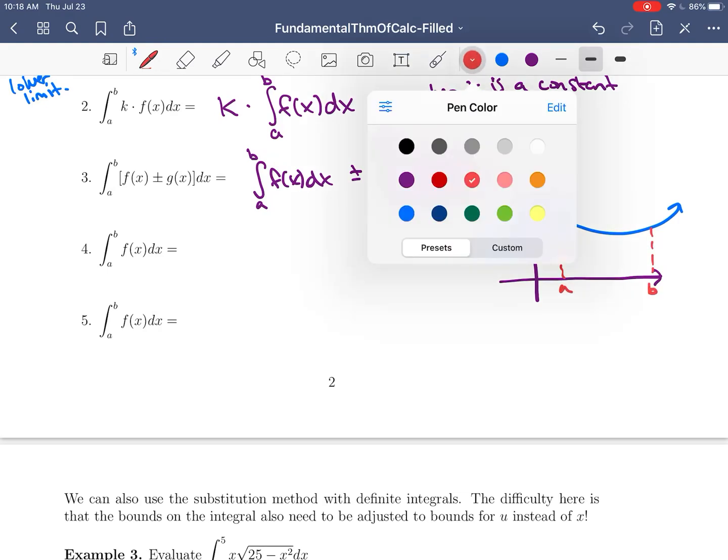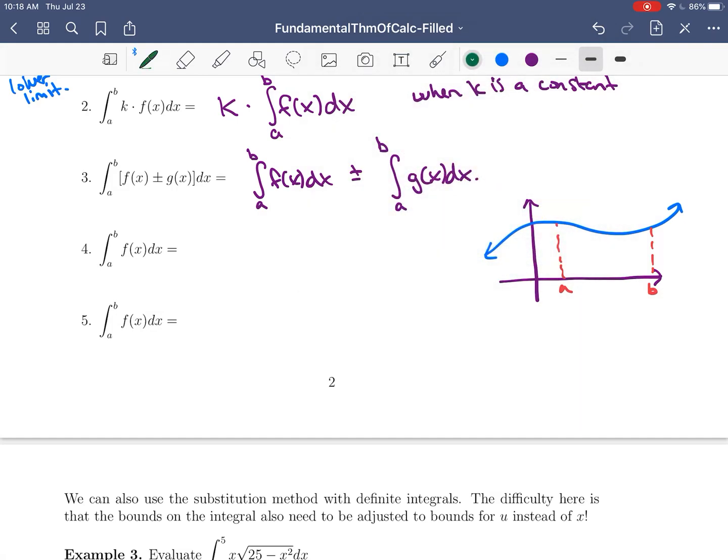What I can do instead is stop at c. So take a little break at c. So I could compute the area under from a to c, and then add to it the area from c to b. And that's going to give me the area from a to b. Okay, so this definite integral from a to b of f of x dx, what we could do is go from a to c and then add from c to b.